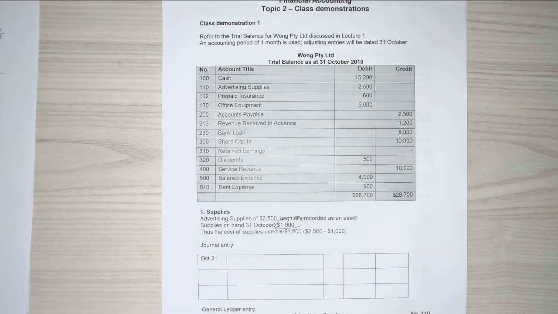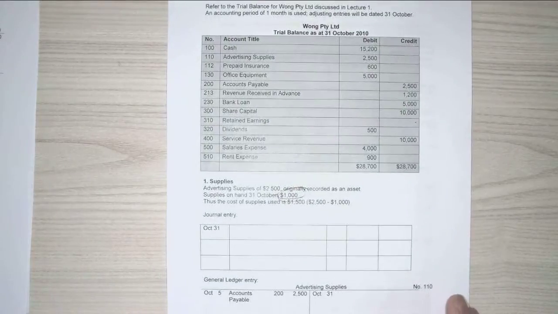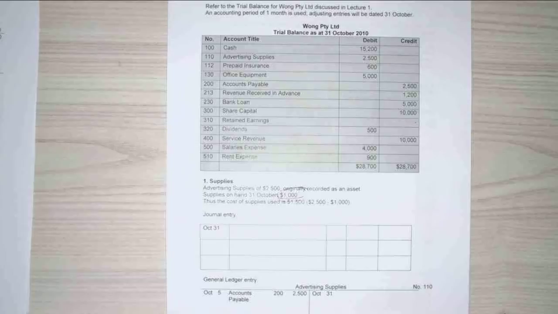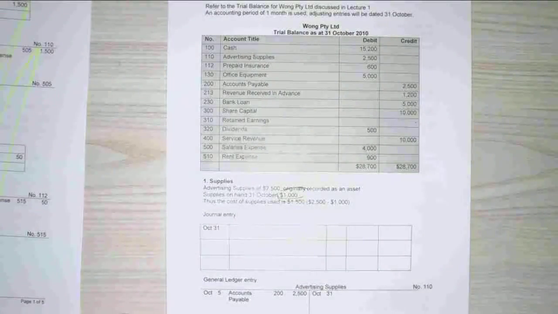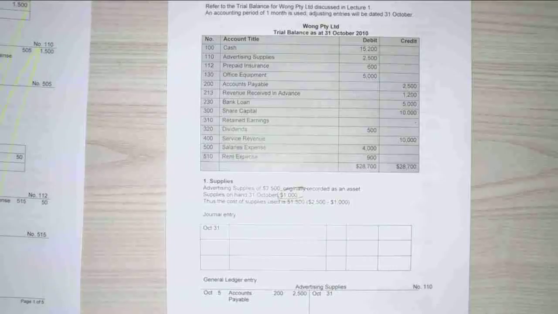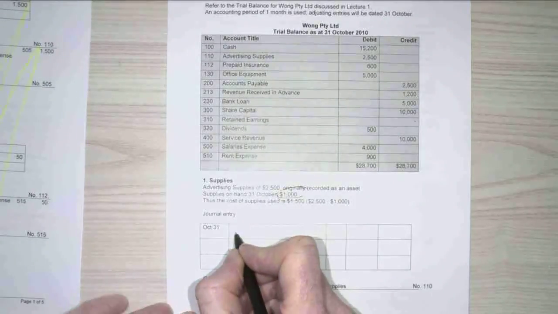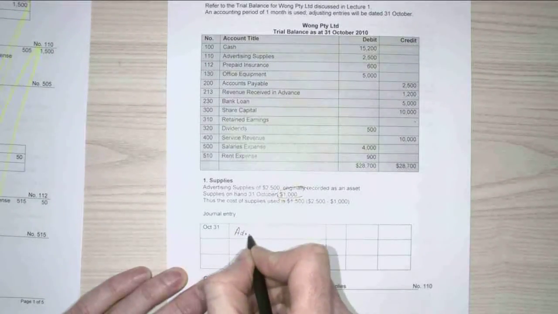So what's my journal entry then? Does anyone know, or can anyone help me? I always do my debit side of my journal entry first, and we're going to use an account that we haven't used yet, so I'll need someone with their chart of accounts out. And my first account is advertising expense.